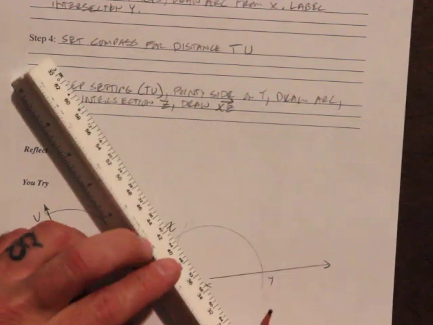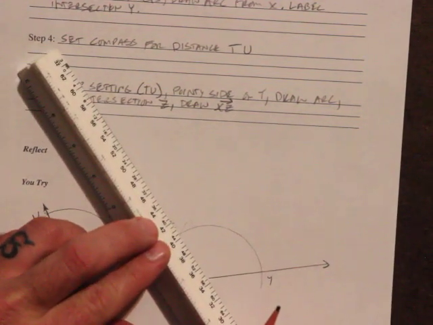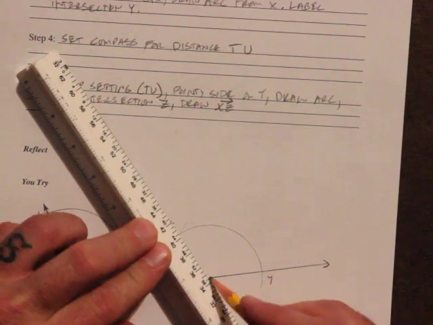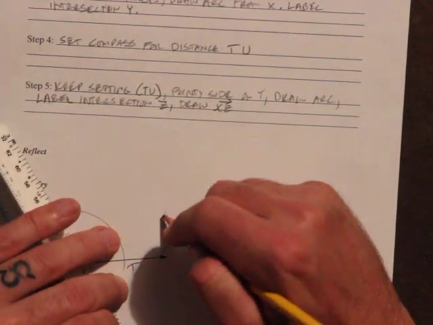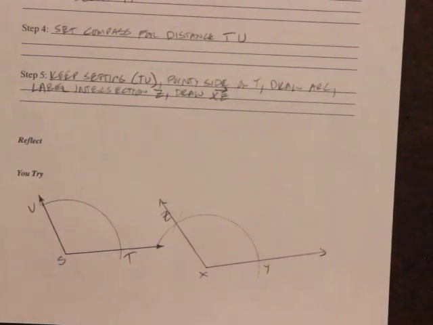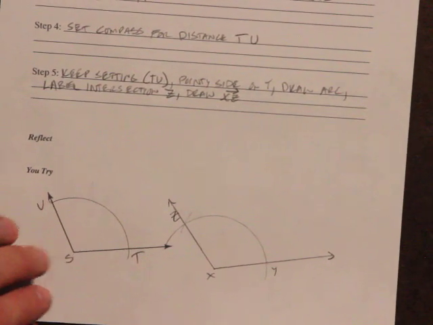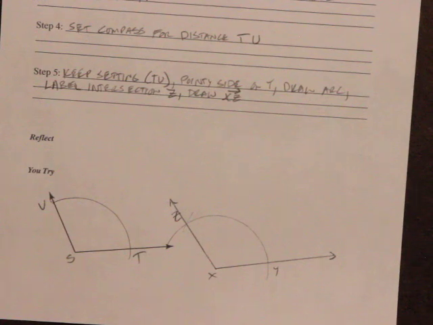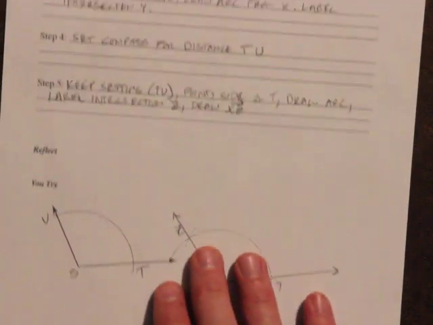Then I'm going to draw a ray that goes from X through Z, put an arrow at the end of that, and these angles should be exactly the same, or, you know, really close to it. We have now copied an angle. We're going to keep going here. One more part of this section.